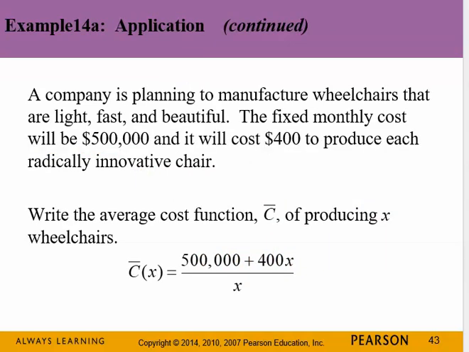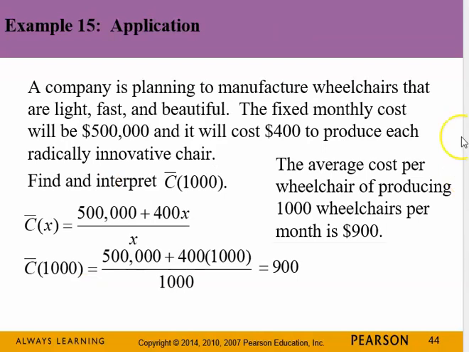Now, in this next slide, they're asking us to find the average cost, and we're saying normally x bar is the average. They're using c bar as the average. And how many items are you producing? Well, you're producing x items. So you just divide this by x. So this is the formula for the average cost. Now, as you produce various items, and say you're going to produce, let's say, 1,000 of these chairs. So you substitute 1,000 into the formula, and you get $900 to produce 1,000 wheelchairs.